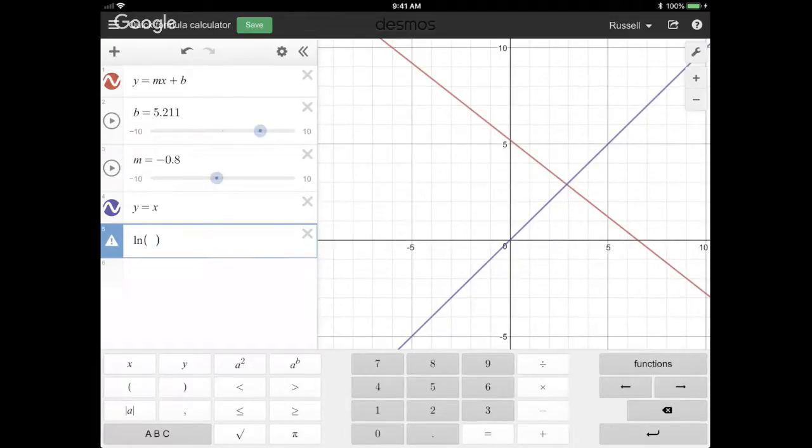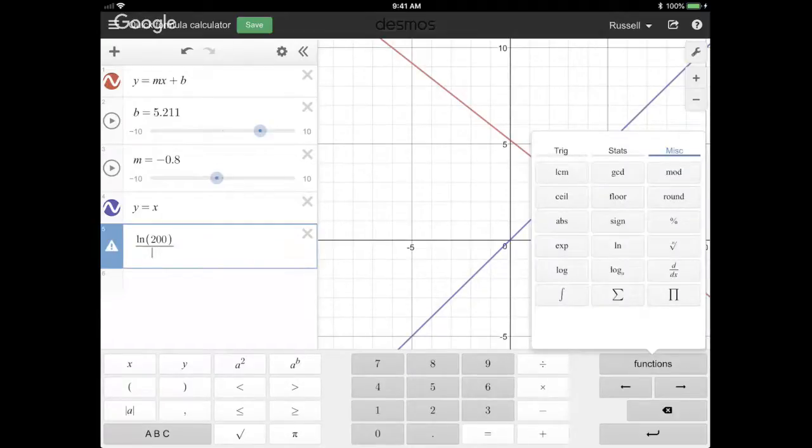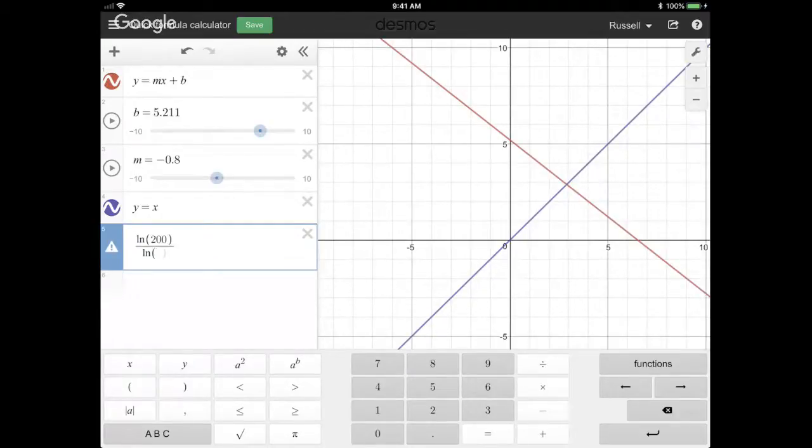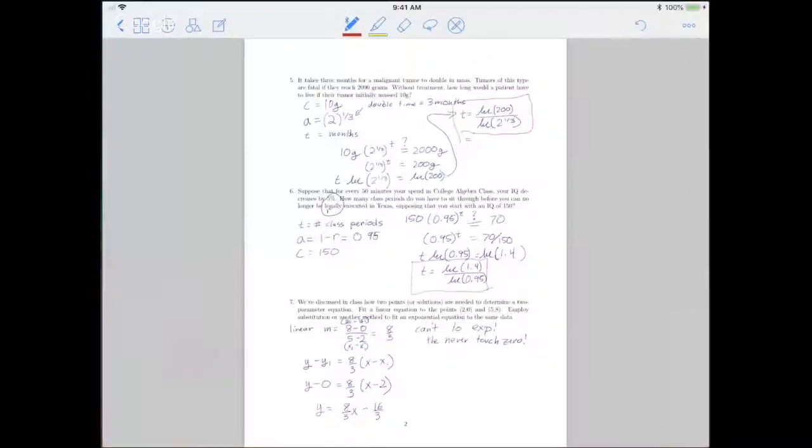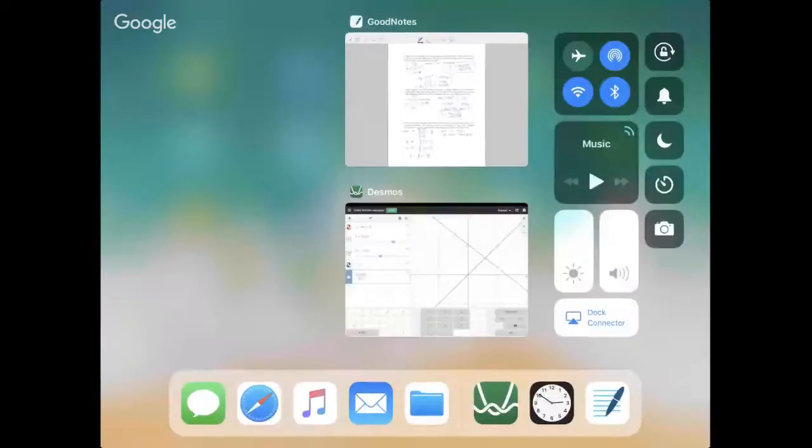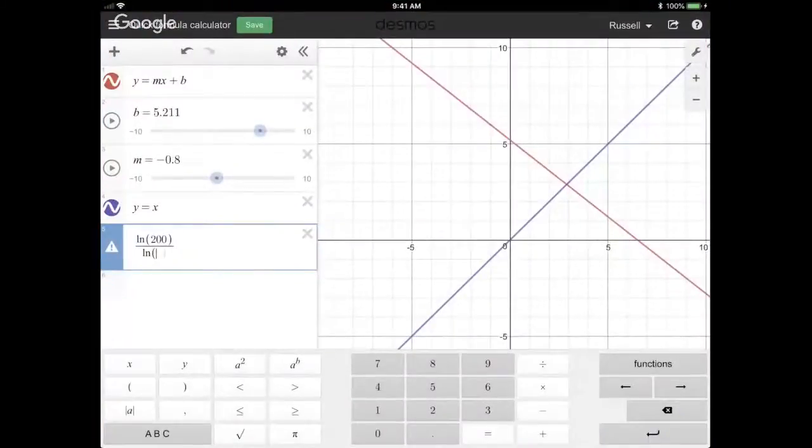You can also just type ln. Now, when you're not using the desktop version, that can be as hairy. But what did I want to do? Natural log of 200. And see, it's already spitting me out answers there. And I'm going to divide that by the natural log of, what was it? I can't remember. 2 to the 1/3. All right.